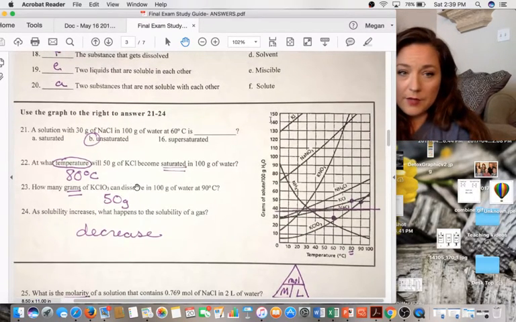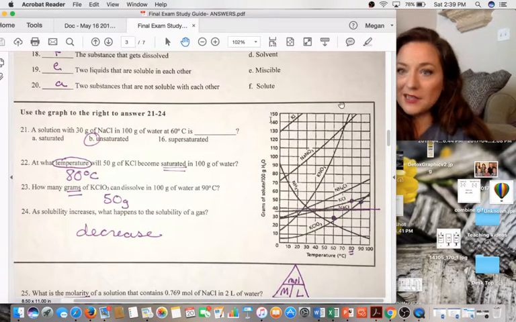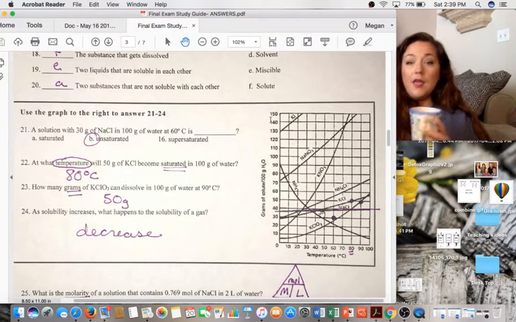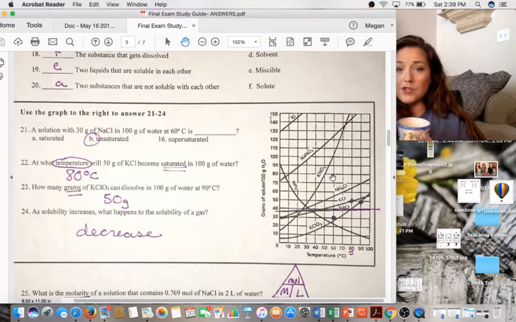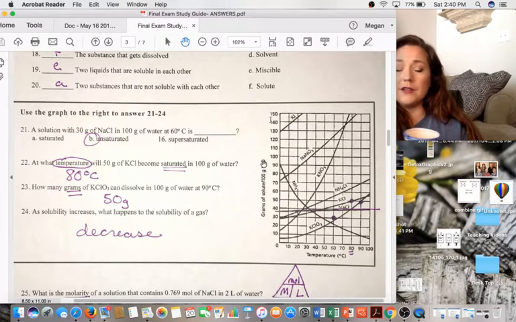So for 21, a solution with 30 grams of sodium chloride in 100 grams of water at 60 degrees Celsius. Now, guys, please know and recognize that this whole solubility graph right here is grams of solute divided by 100 grams of water, so that's solvent.